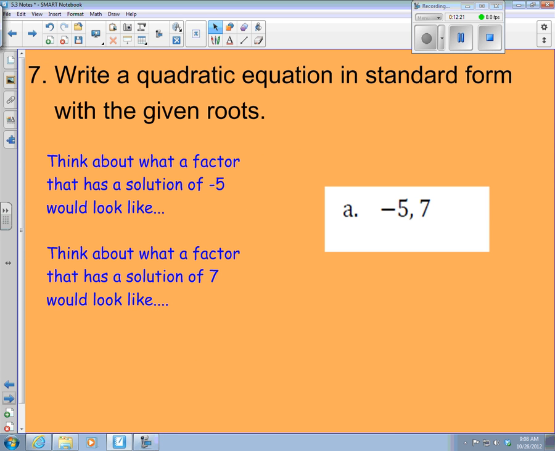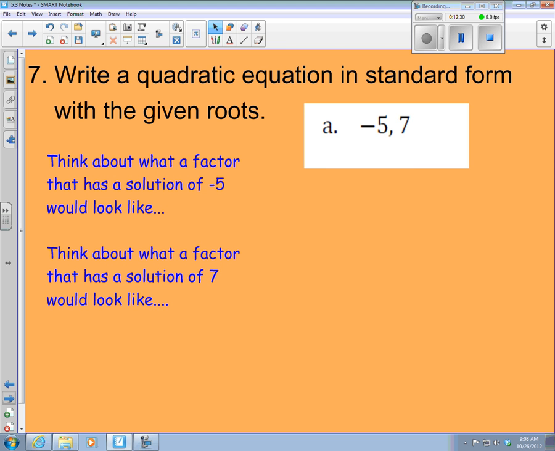Here it says write a quadratic equation in standard form with the given roots. So now I'm saying negative 5 and negative 7 are my roots. Or you could say they're my zeros, or you could say they're my solutions. Doesn't matter.